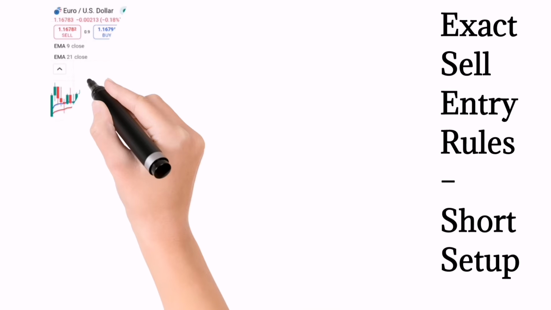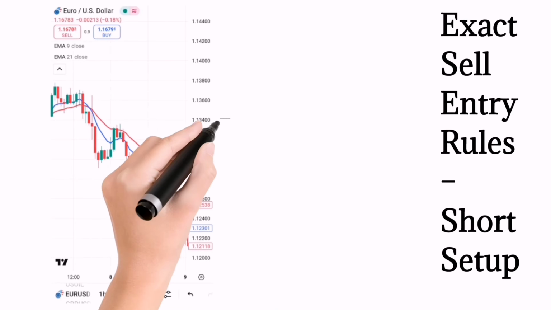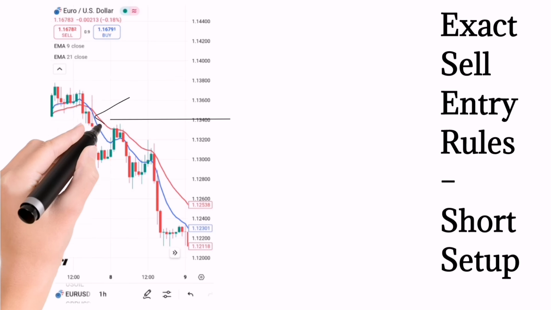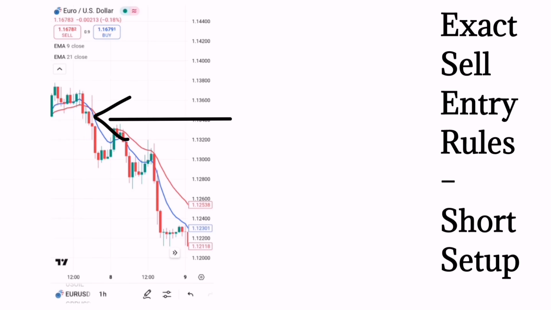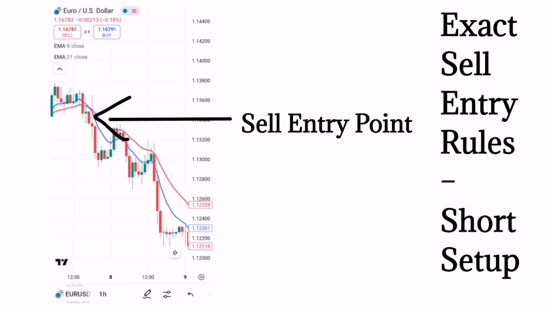Exact sell entry rules, short setup. For a sell trade, just reverse the logic. Condition 1: 9 EMA crosses below 21 EMA. Condition 2: Crossover happens below resistance.